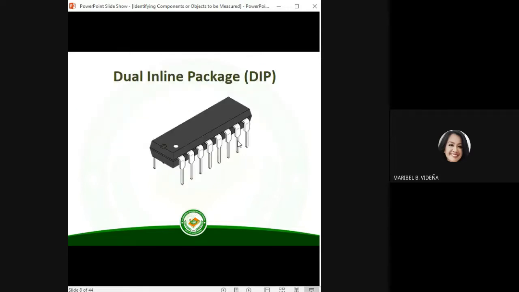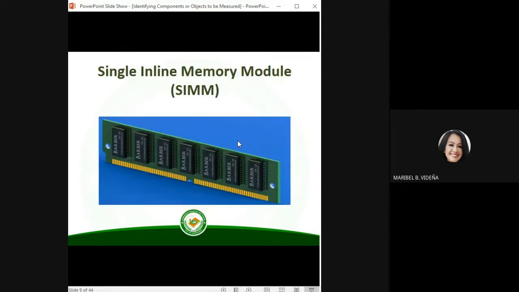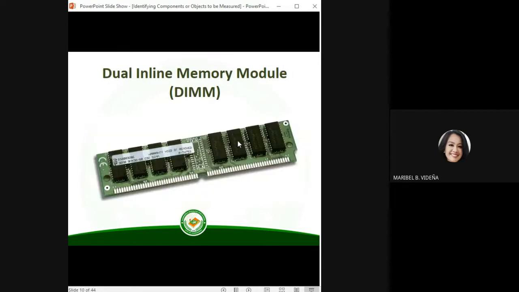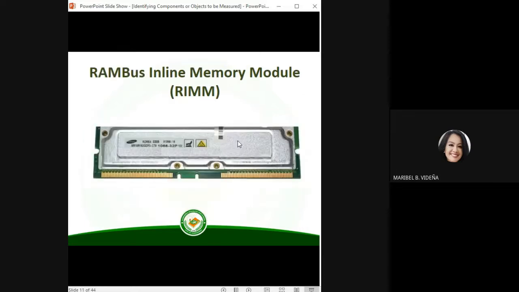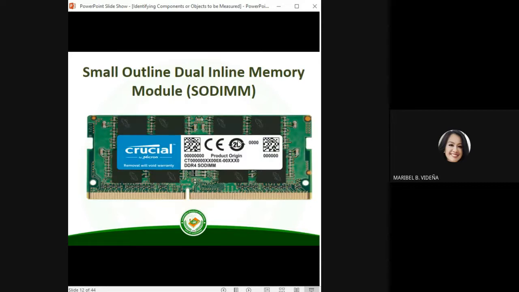This is the dual inline package chip. Single inline memory module, or SIMM. Dual inline memory module, or DIMM. RAM bus inline memory module, or RIMM. Small outline dual inline memory module, or SODIMM.